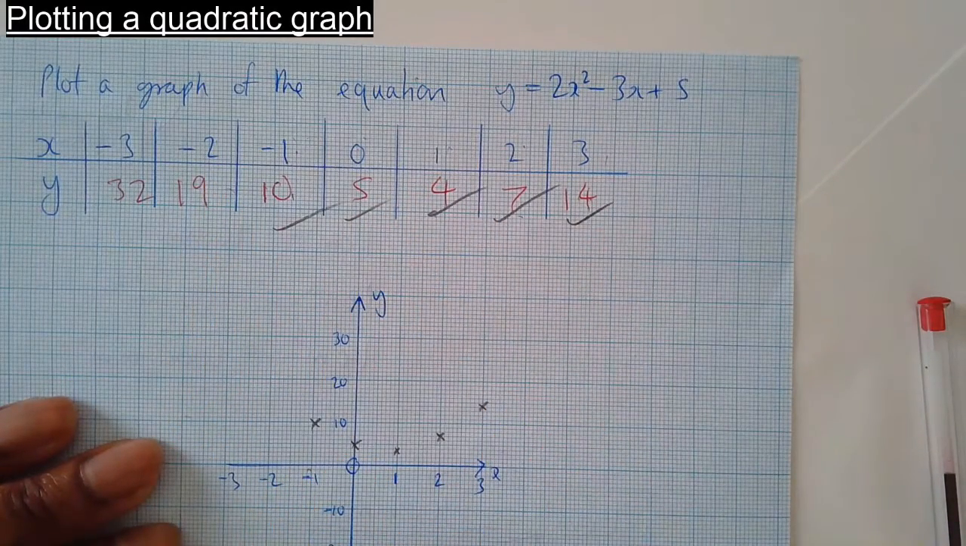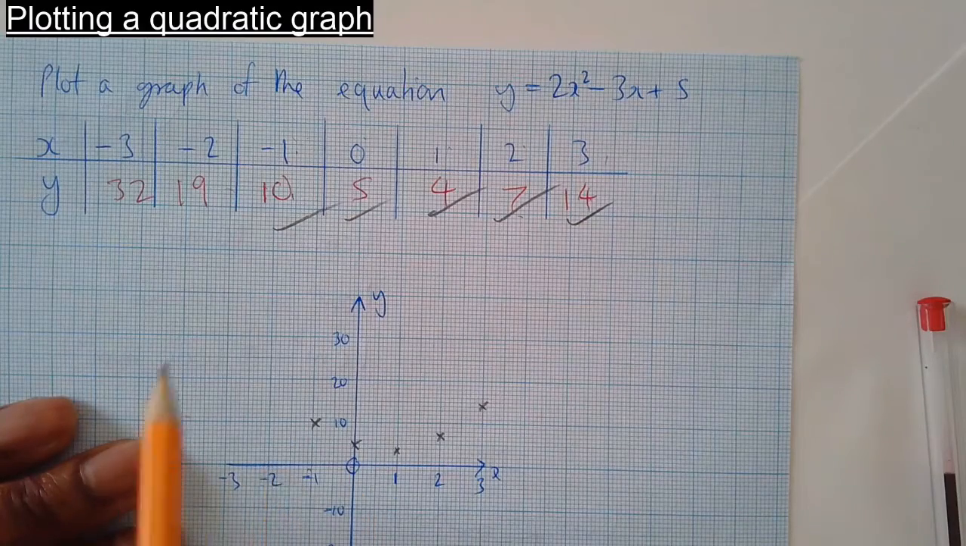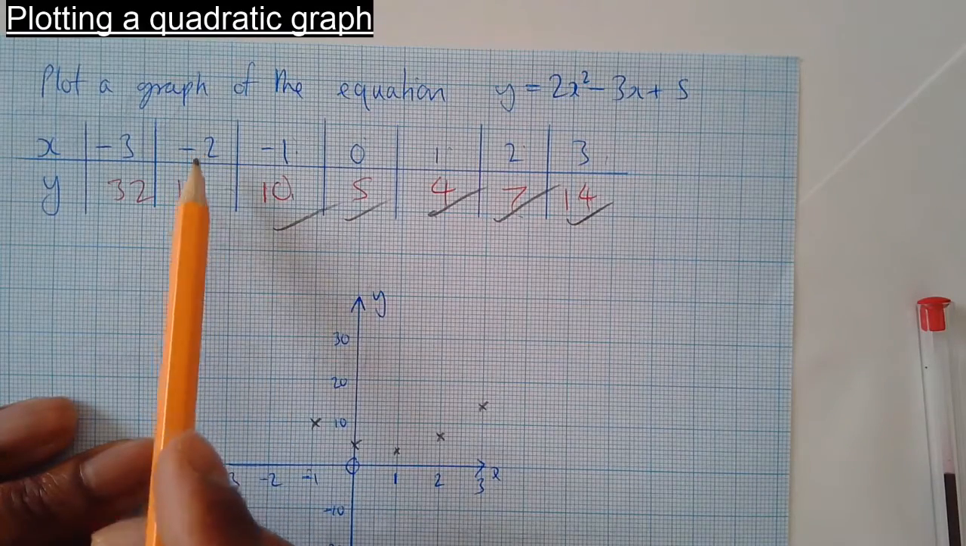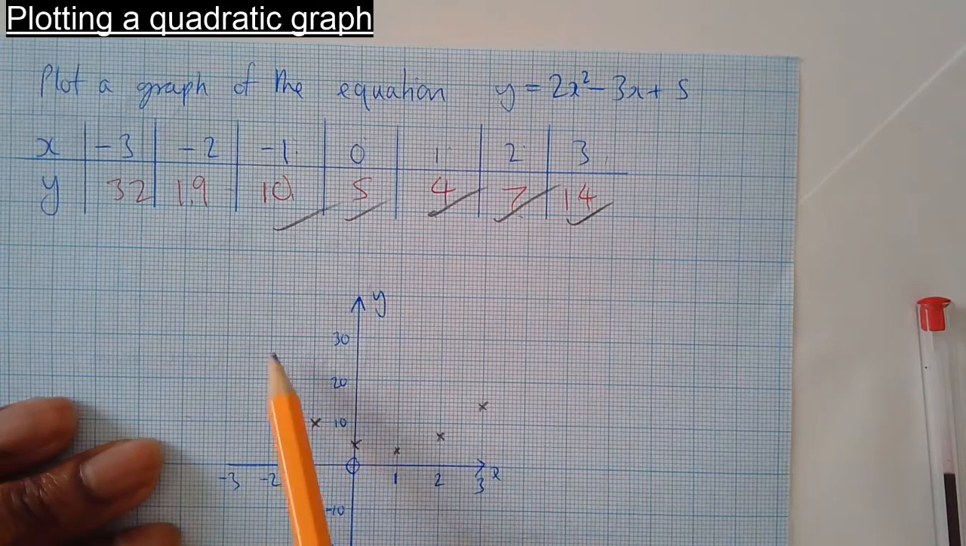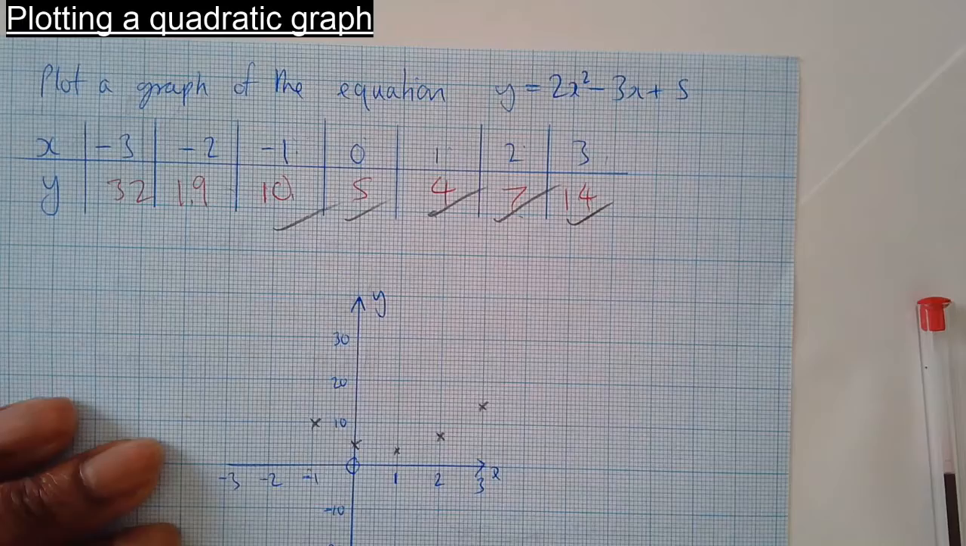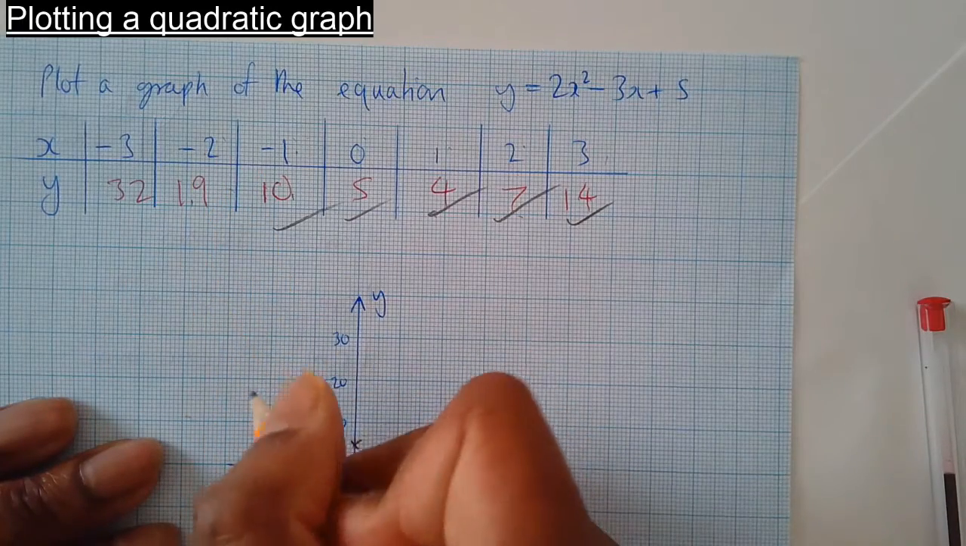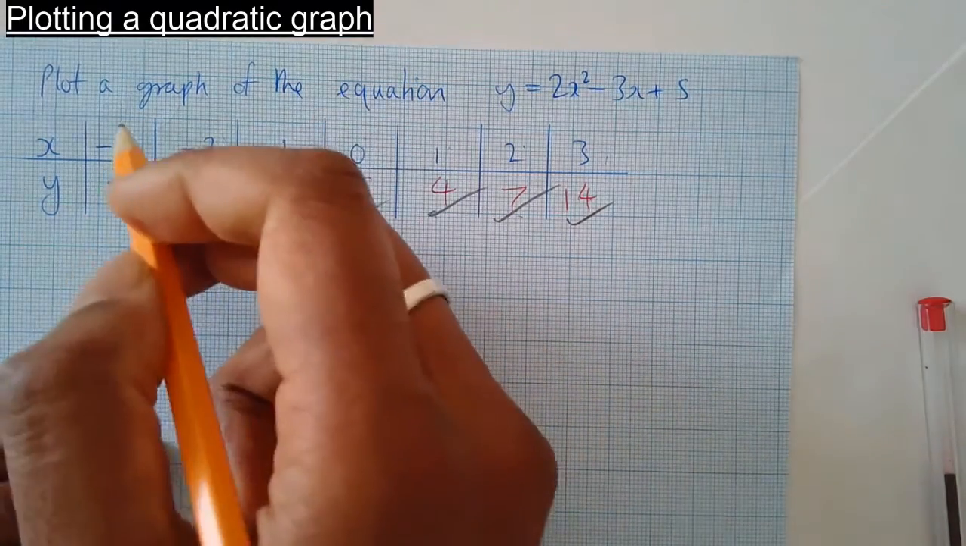Now, I've noticed a lot of people, for some reason, do negative 2 and negative 19. I've seen many people do that. But look, it's got to form a U shape, so why would you want to plot down here? Negative 2 and 19. And negative 3, 32.